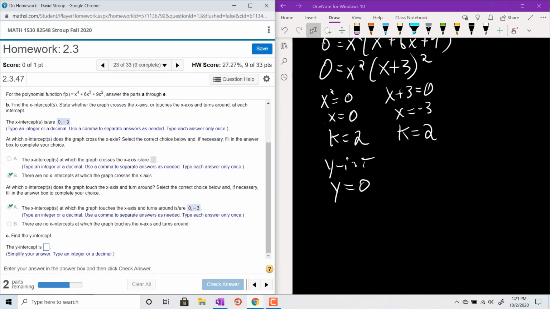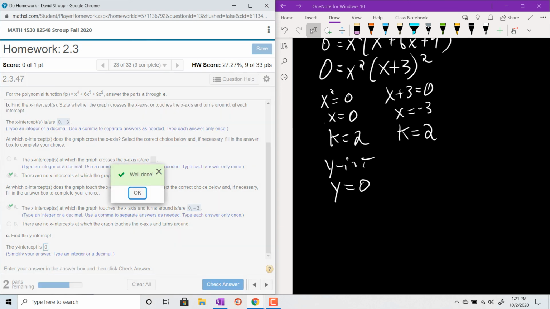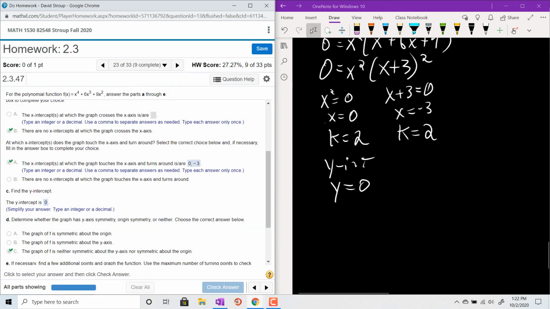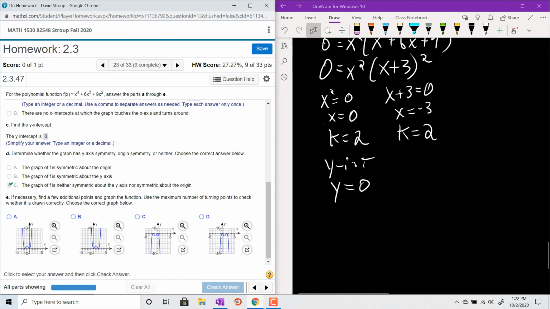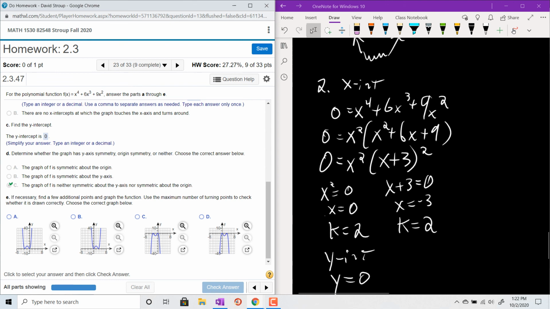Okay. Find the y-intercept. That's just 0. That's when you let x equal 0 and solve. And then it's neither symmetric about the y-axis. Y-axis symmetry means even symmetry. Origin symmetry means odd symmetry. So this is neither. And then the graph, so it has a happy face on the ends. So it's either A or B, and then you can tell which one it is by looking at the x-intercepts. So clearly it's A.